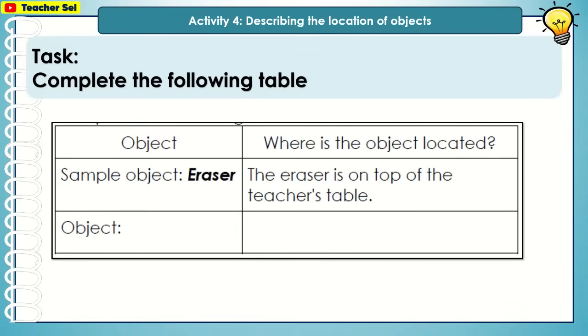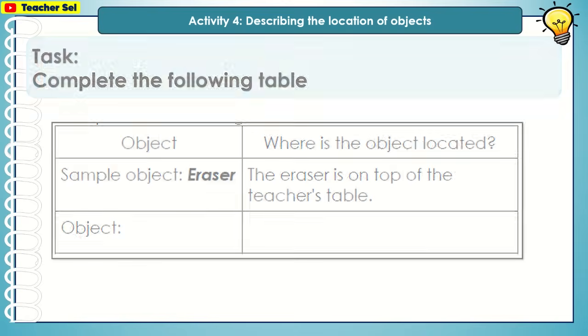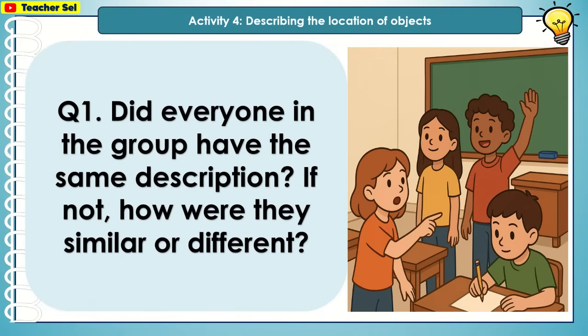Complete the following table. In the first column, object, sample object, eraser. Second column, where is the object located? The eraser is on top of the teacher's table. Did everyone in the group have the same description? If not, how were they similar or different?